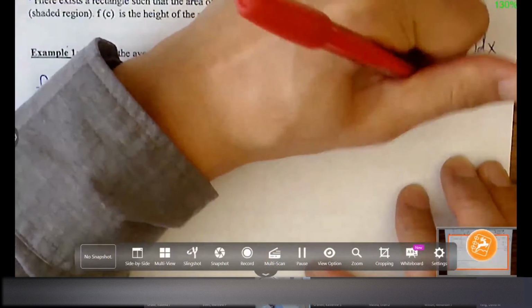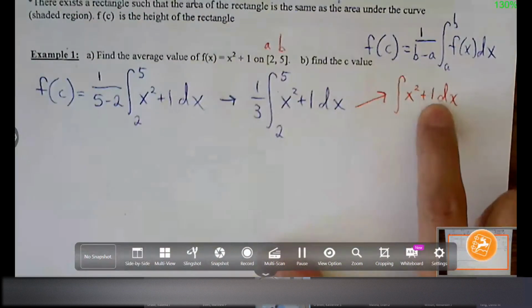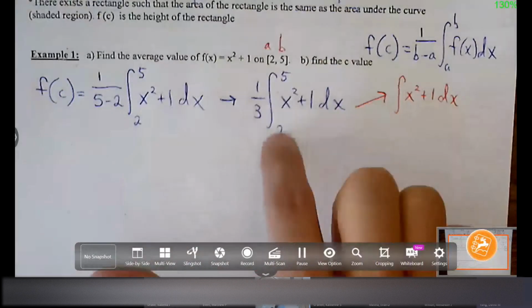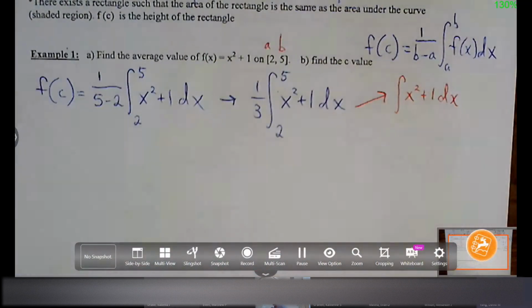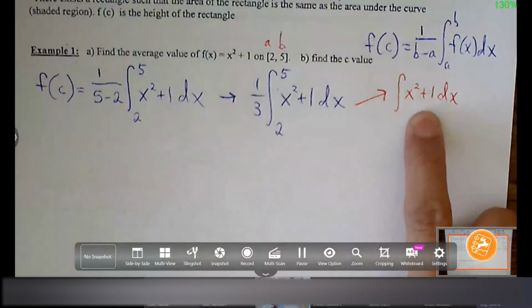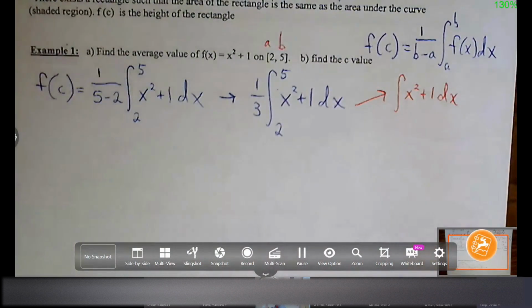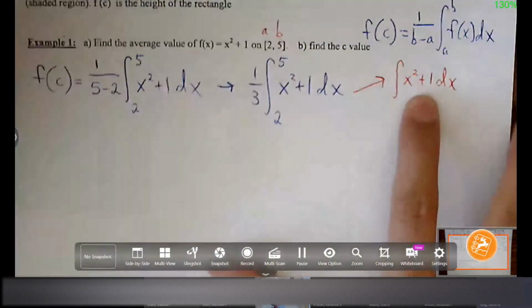First things first, I'm going to just worry about power rule for this expression. I'm going to handle this portion first before I do anything with the bounds. Okay, what does x squared plus 1 turn into? X cubed over 3 plus x. And we are going to leave the plus c out because we're dealing with definite integrals, and so plus c is just going to wash out.